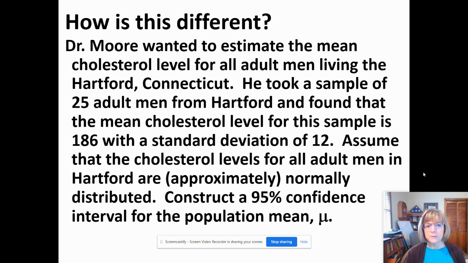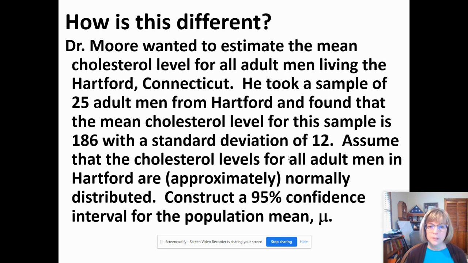Notice that we still have a sample, a sample of 25 adult men. We have a sample mean, 186, so X bar is 186. And we do have a standard deviation, but this is not a population standard deviation. And you are asked to construct a 95% confidence interval. So we're still looking for an interval that contains our population mean. Because this standard deviation is not a population standard deviation, I cannot use the formula that I've been using.